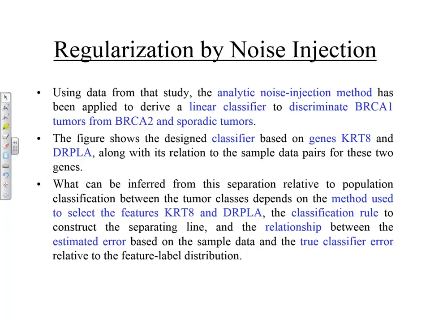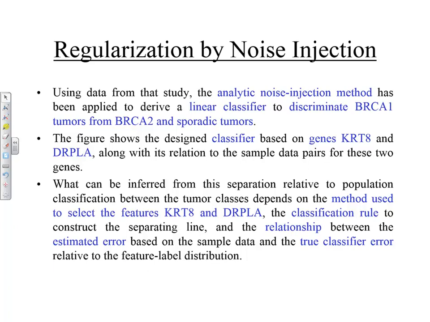The figure that I showed you shows the designed classifier based on the genes KRT8 and DRPLA along with its relation to the sample data pairs for these two genes. What can be inferred from this separation relative to population classification between the tumor classes depends on the method used to select the features KRT8 and DRPLA. See here, after these guys did the study, those two genes are given to us. We can see that they're doing a good job of splitting up the two classes, but to find those is not straightforward, out of so many thousands of genes.